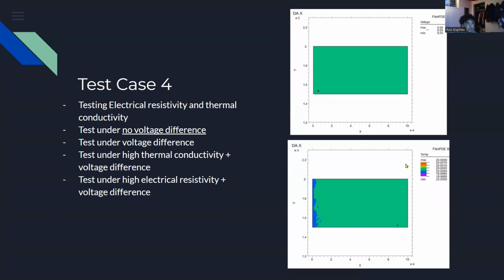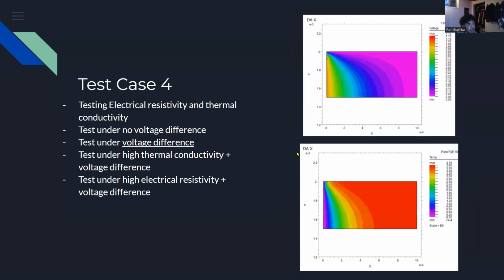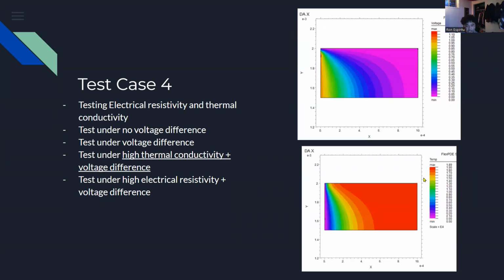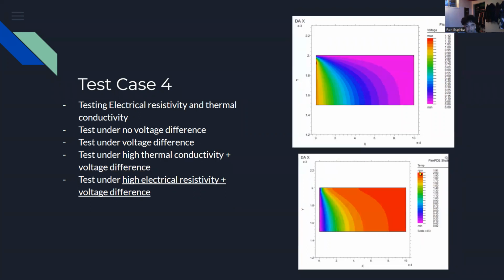Test case 4 tests the electrical resistivity and the thermal conductivity. As previously stated, under no voltage difference, we have uniform distribution. Under a voltage difference, we have a distribution that is non-uniform. We test under a high thermal conductivity, which produces a lower temperature as expected. And we test under a high electrical resistivity, which produces a lower temperature as expected due to a lower current.